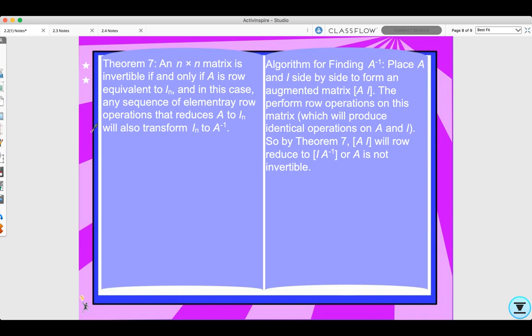The algorithm for finding A inverse. Place A and the identity matrix side by side to form an augmented matrix. Then perform row operations on this matrix, which will produce identical operations on A and I. So by theorem 7, [A I] will row reduce to [I A inverse], or A is not invertible.